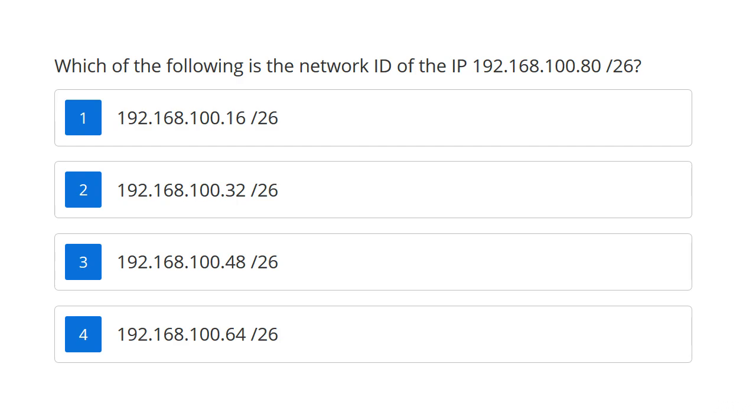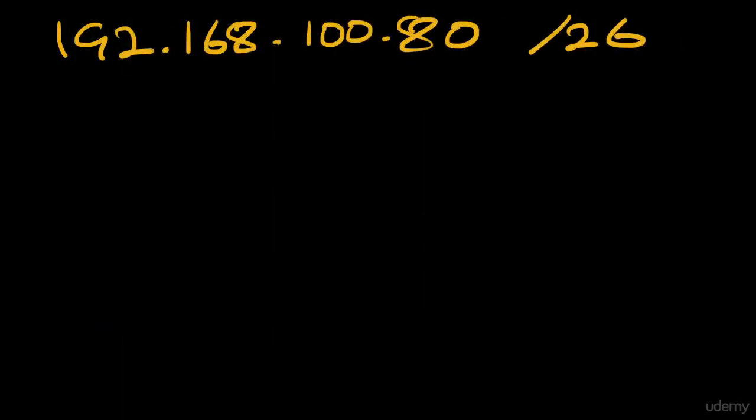Which of the following is the network ID of the IP 192.168.100.80/26? To answer this question, the first thing we have to do is work out the original network ID. This is class C, so the default prefix was /24.